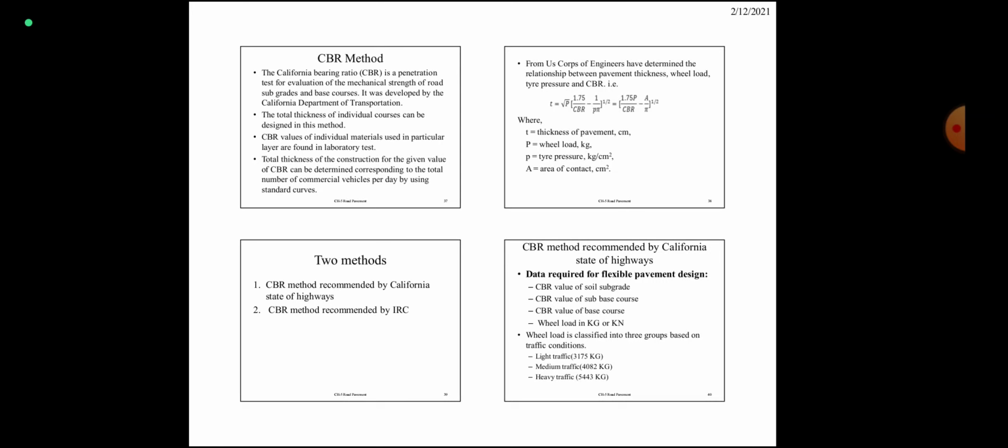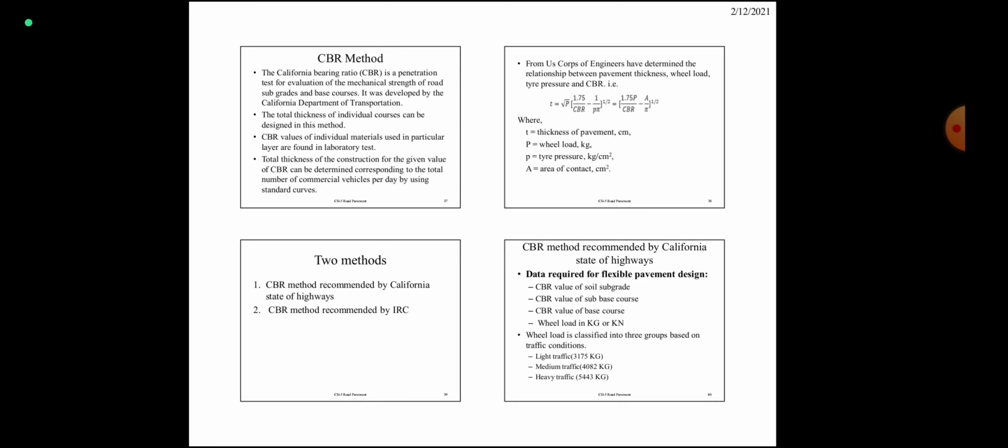CBR values of individual materials used in a particular layer are found in laboratory tests. The total thickness of the construction for the given value of CBR can be determined corresponding to the total number of commercial vehicles per day by using standard curves.